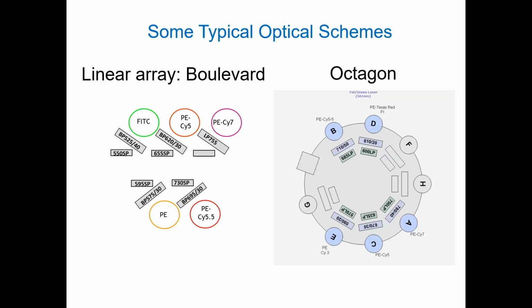There are many ways of using these mirrors and filters. On the left we have a linear array, sometimes called a boulevard for obvious reason, which uses short pass dichroics to separate and reflect the wavelengths. On the right is BD's octagon system, which uses long pass dichroics to collect the longer wavelengths first, and then bouncing the rest across the octagon, ending with the shortest wavelength detector. And of course, there's always a bandpass to refine the wavelengths in front of each detector.